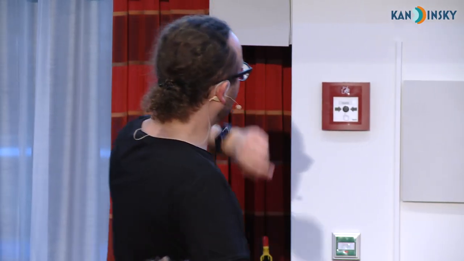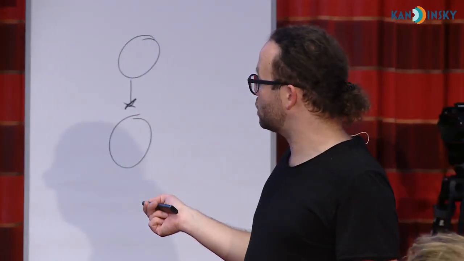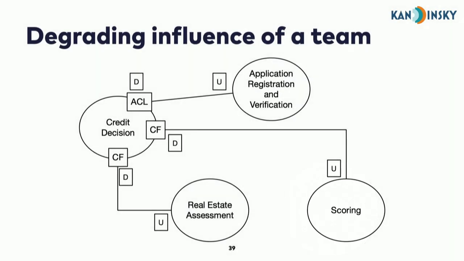So by telling them you are conformist against the real estate assessment and the scoring, we tell them that we trust those teams. So basically, you can do whatever you want with the scoring result and with the real estate assessment, but you're not changing it. You don't get any influence. You can simply display it. That's all you can do. So we are basically degrading the influence of that team with the conformist. That can be a pattern that comes in handy in such situations. So it doesn't always need to be a bad idea.